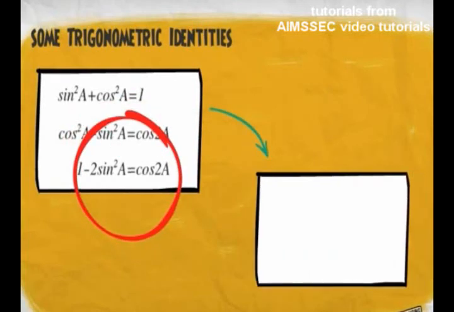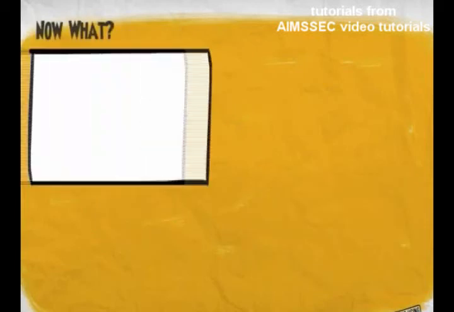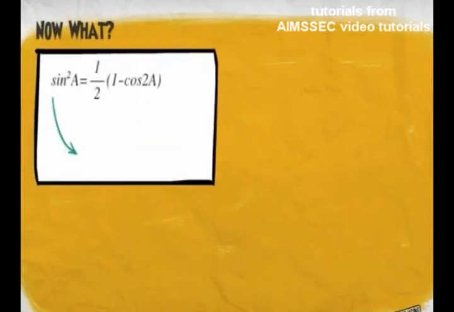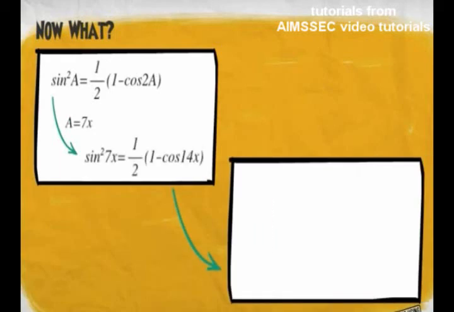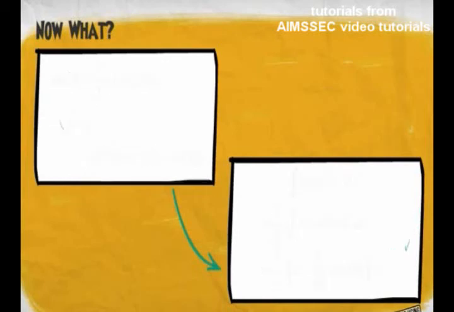We can then rearrange it and we have it in the form of something that we do know how to integrate, which is a half of 1 minus cos 2A. So what now? Well, as before, we just have to input our value of A, which in this case is A equals 7x, and then we can use it in our integral. So putting it back in our integral and taking the 5/2 out the front, we can then integrate to get our answer. Pause and check that you can see how we got the answer.